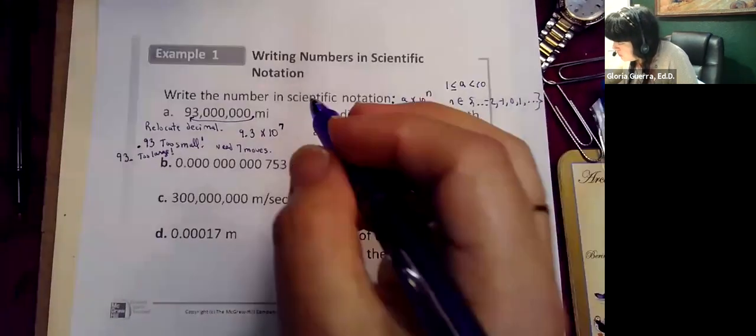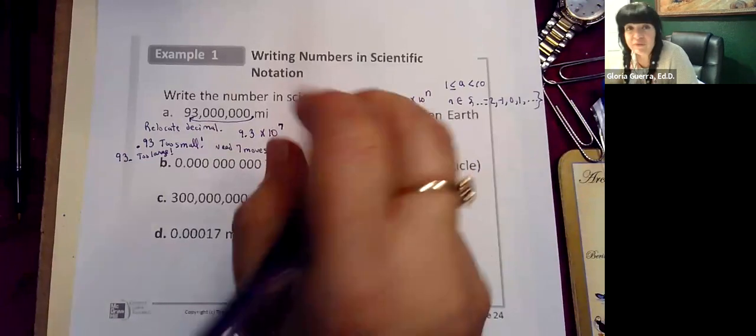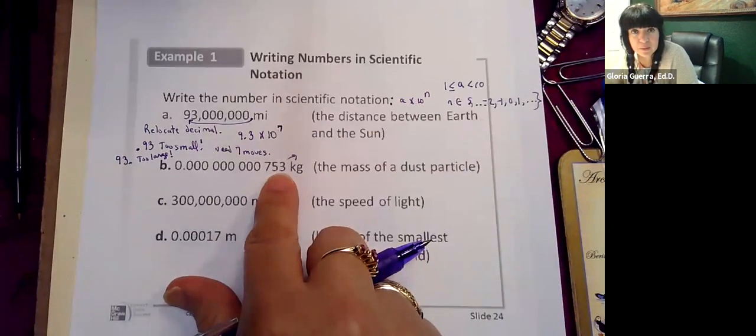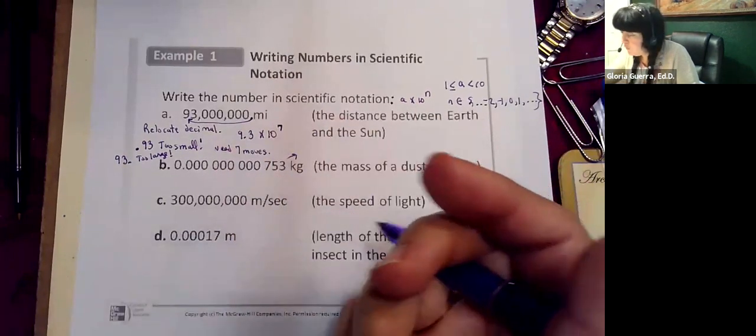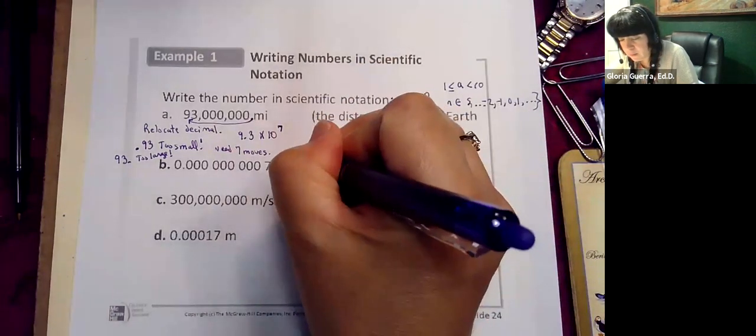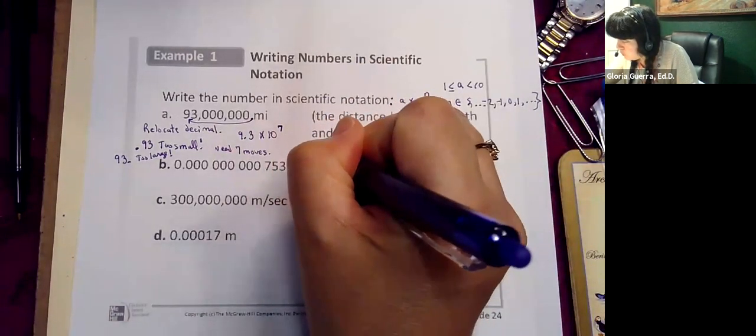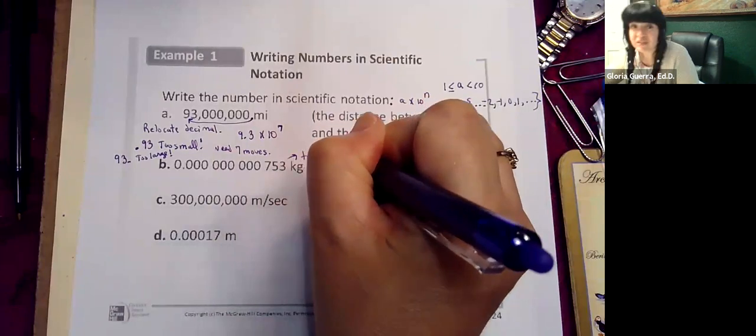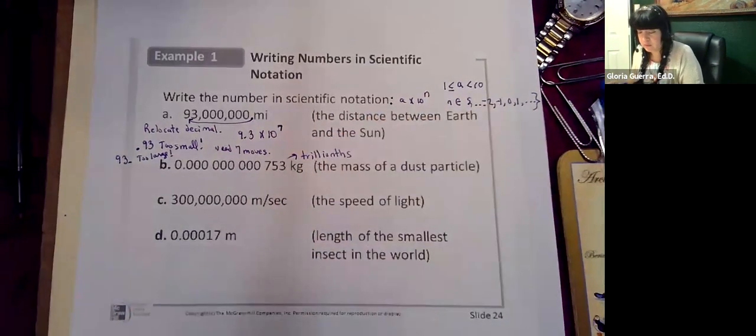So this is 753, but what place value? 753, and that would be trillions with the THS at the end of that.